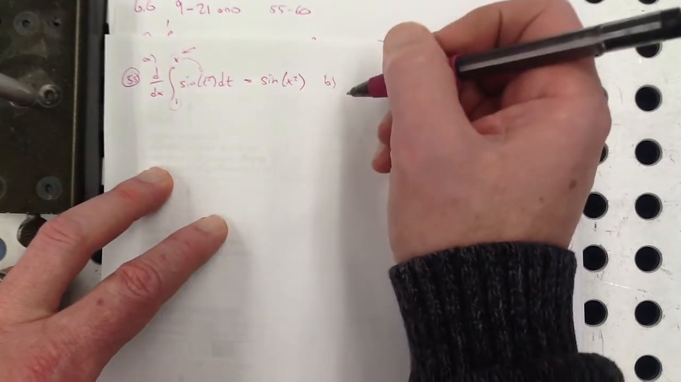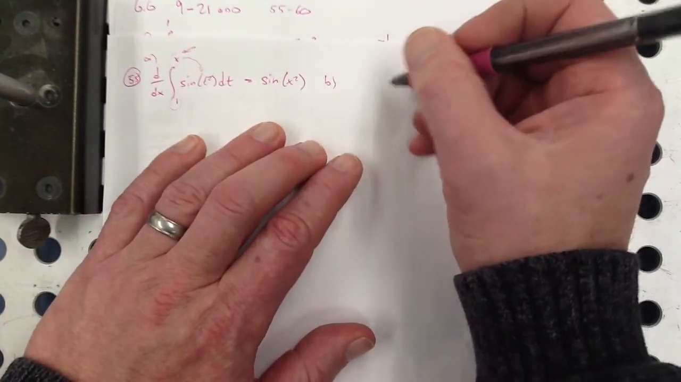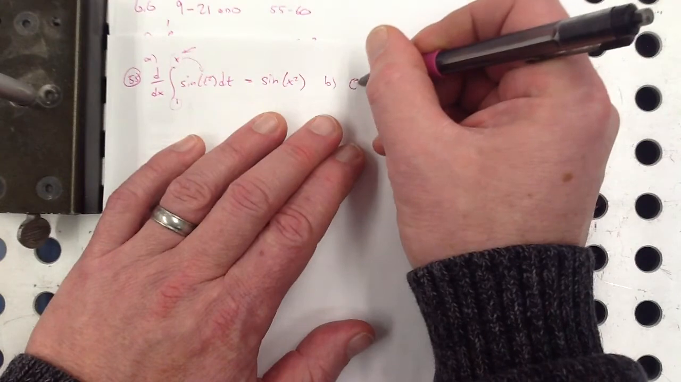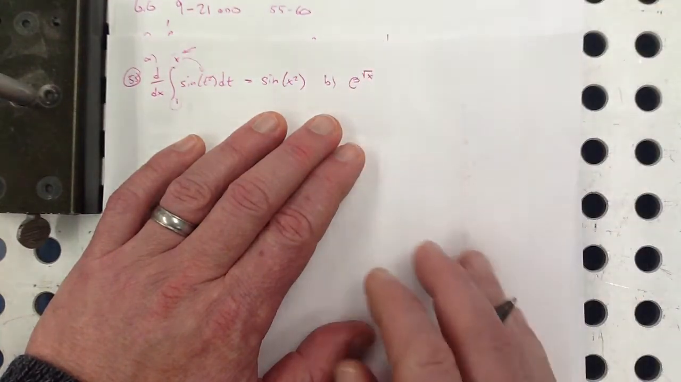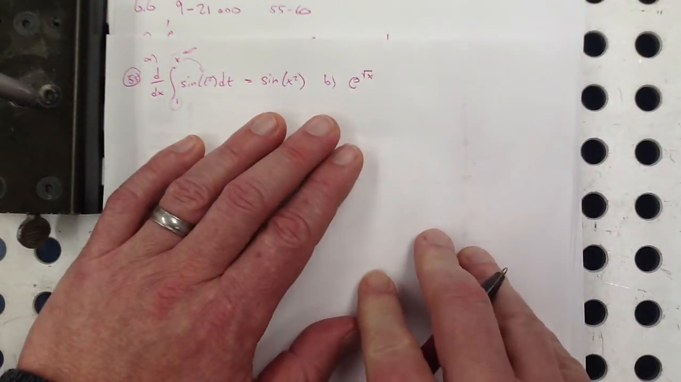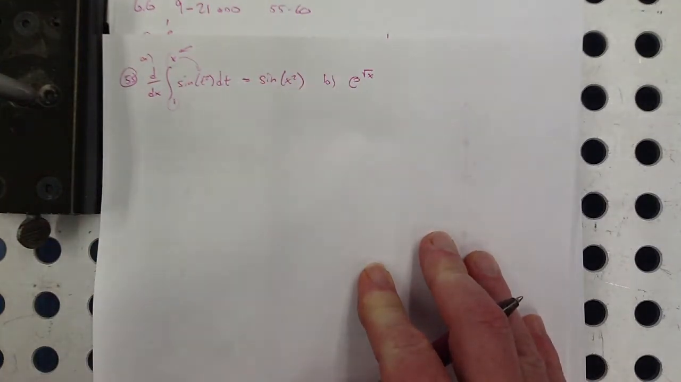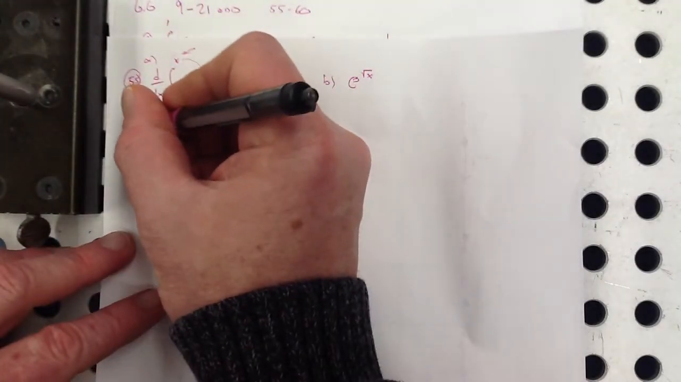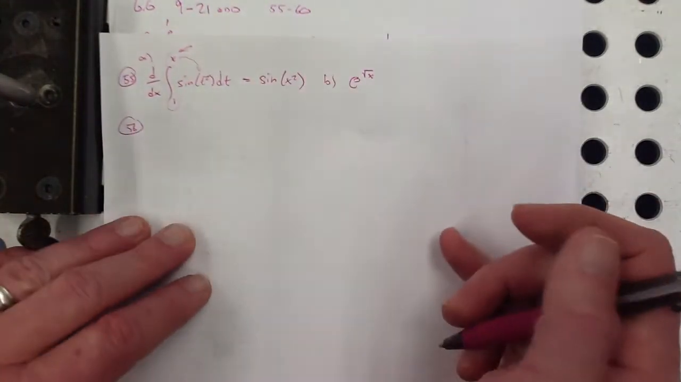And then part B is just going to be e to the square root of x. Same thing, because it was from a number, 0, up to just plain old x. What if it's not just a number? What if it's not just plain old x?